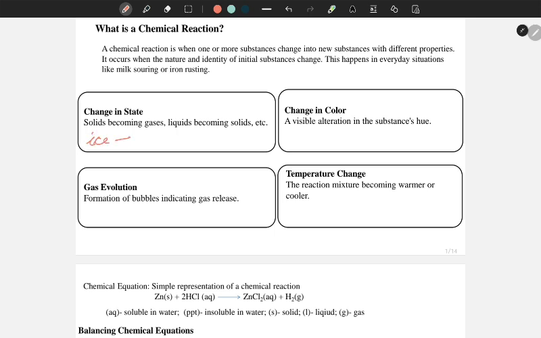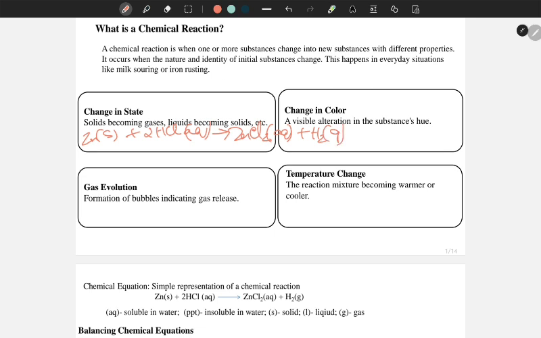When ice gets converted to water and then it gets converted to steam, so what is happening here? Here the physical state is changing. This is a very basic example of change in state. So now I will give you a chemical change in state example. Okay, so that is zinc solid plus HCl aqueous gives zinc chloride aqueous plus hydrogen gas.